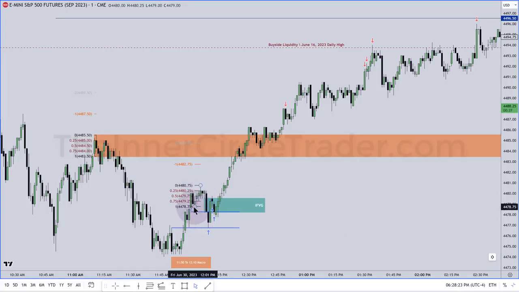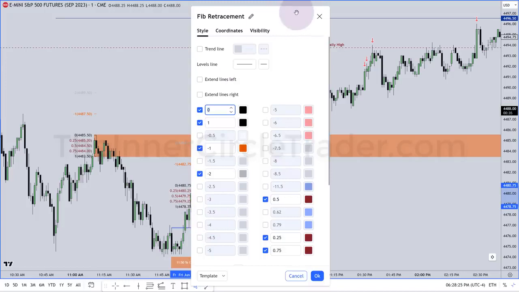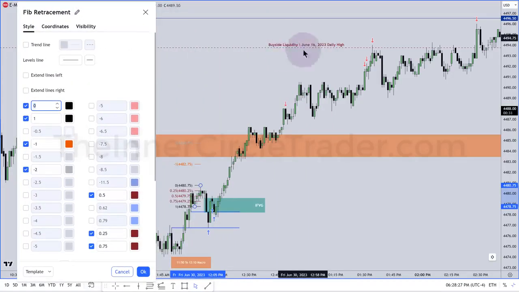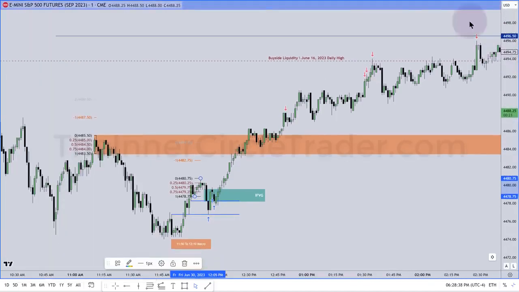If we take that, and we know that buy-side liquidity is on the June 16th, 2023 high, the daily candle, it's drawing up into that, and maybe even as much as the weekly volume imbalance. So we have this range right here.